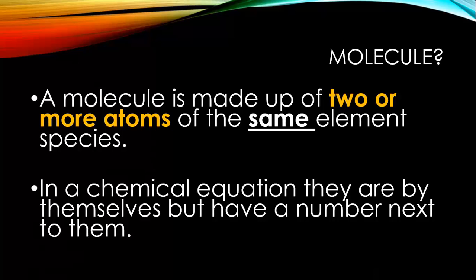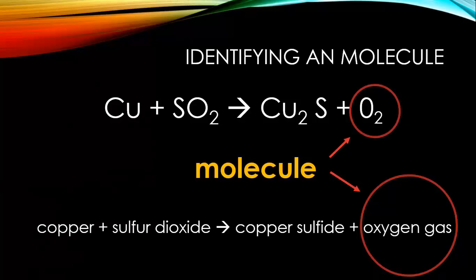A molecule is made up of two or more of the same element species. In a chemical equation, they are usually by themselves and have a number next to them. Let's have a look at that, and see if we can figure out some of the ones here.